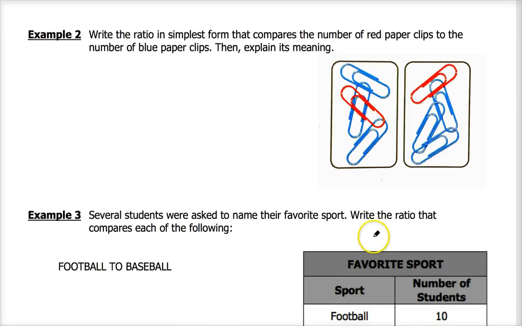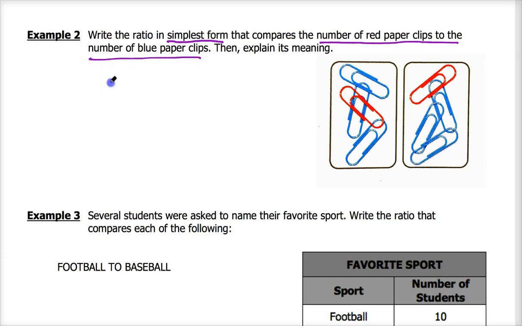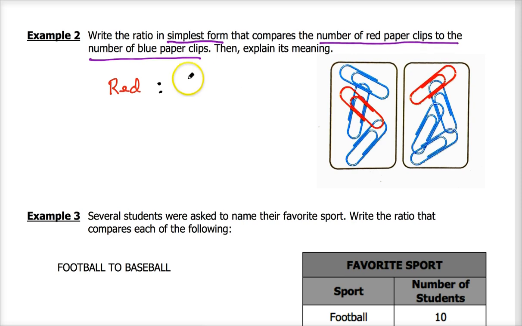And now in example 2, we're going to write the ratio in simplest form, meaning we're going to reduce our ratio. That compares the number of red paper clips to the number of blue paper clips. So our ratio needs to be number of red paper clips to the number of blue paper clips. So it's going to look like this. Our first number is going to involve the red paper clips, and then our second will involve the blue.